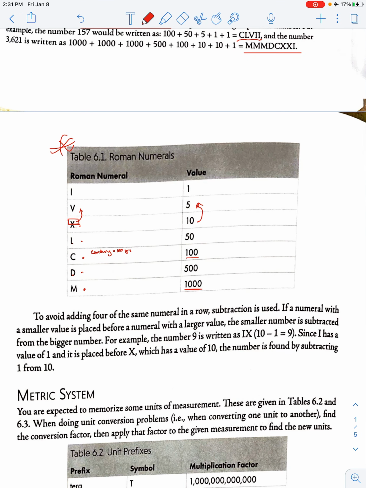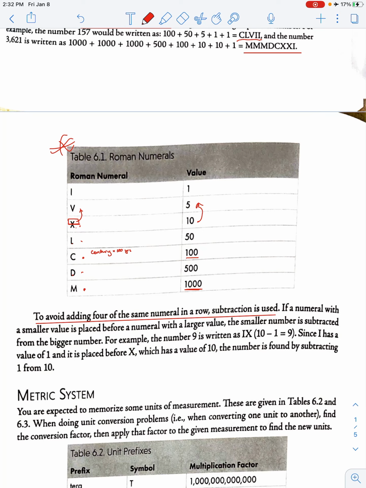Now, before we practice, there's one more little note that we need to make on Roman numerals. Under the chart here, it says to avoid adding 4 of the same numeral in a row, subtraction is used. If a numeral with a smaller value is placed before a numeral with a larger value, the smaller number is subtracted from the bigger number. For example, the number 9 is written as IX. 10 minus 1 is 9. Since I has a value of 1 and is placed before X, which has a value of 10, the number is found by subtracting 1 from 10.